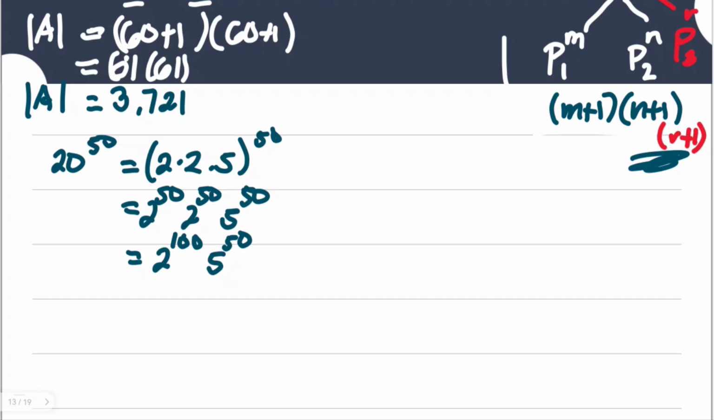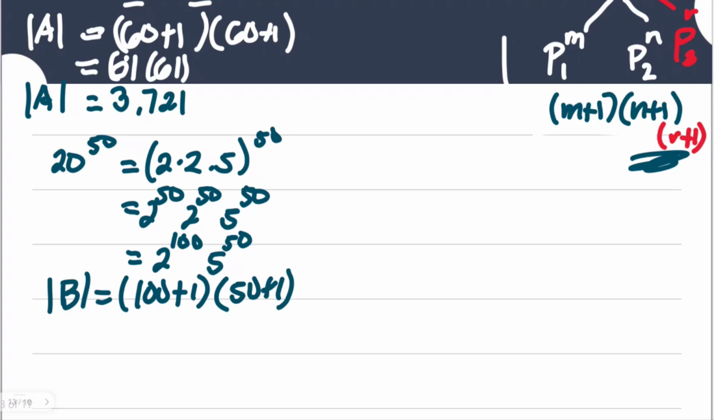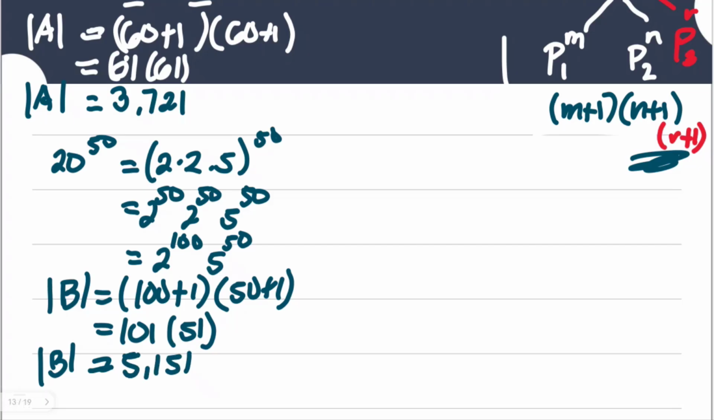Same base. So the cardinality of B is 100 plus 1 times 50 plus 1, which is 101 times 51. Using your calculators, you will get a cardinality of B equal to 5151. Right? Now, next, let's proceed to C.